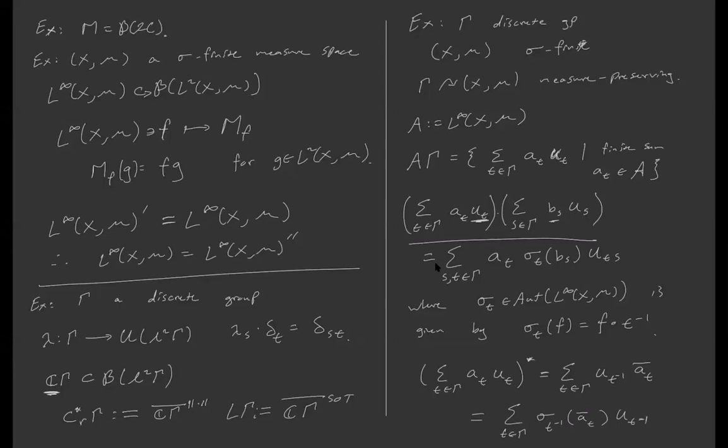So you can check very easily that this is a star algebra, and that the identity element of the group, where A_e is equal to 1, gives you an identity for this. So this is a star algebra. It generalizes this group algebra construction over here. And the group algebra we could view inside of bounded operators on L2, and we can do something similar with this twisted algebra.